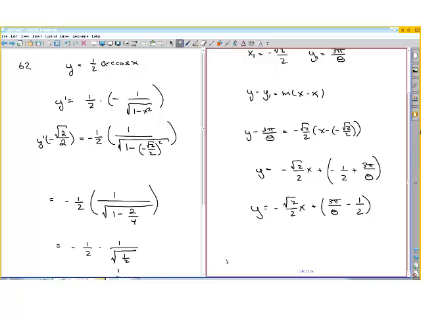So what we're going to do is we're going to prove this. But I need to write these equations down. So we'll plot the original function, which is the arc cosine, and then we will plot the line. So the original function was 1/2 the arc cosine of x. The equation for the tangent line is negative the square root of 2 over 2 times x plus 3 pi over 8 minus 1/2. Okay, so let's go to the graphing program.